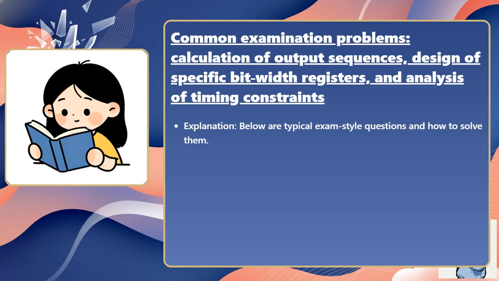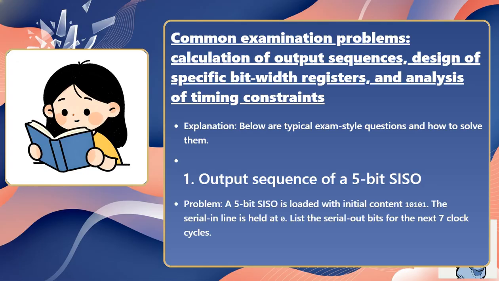Explanation: below are typical exam-style questions and how to solve them. 1. Output sequence of a 5-bit SISO. Problem: a 5-bit SISO is loaded with initial content 10101. The serial in line is held at 0. List the serial out bits for the next 7 clock cycles.